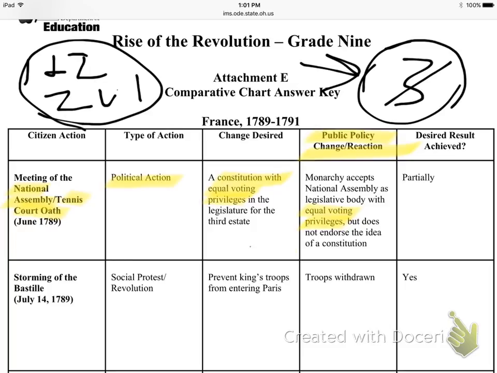So did they get what they want? The answer to that is partially, kind of, sort of. So it's not over.